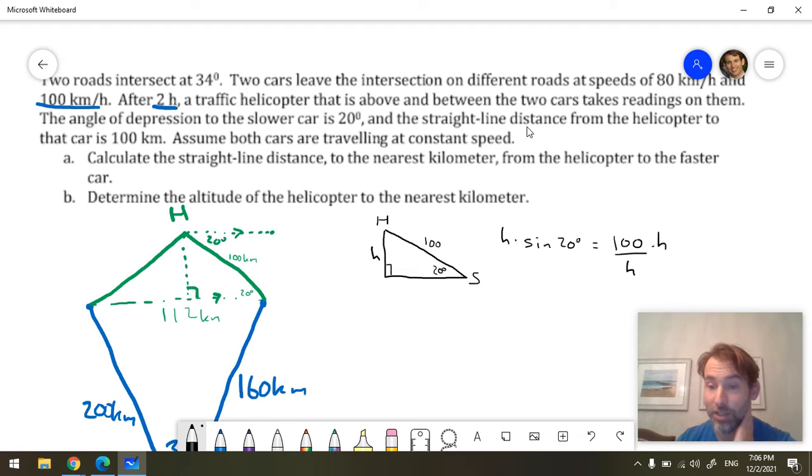So I multiply by h both sides and divide both sides by sine 20. So these will cancel. These will cancel. And I'm left with 100 divided by sine 20 is the height of this helicopter.